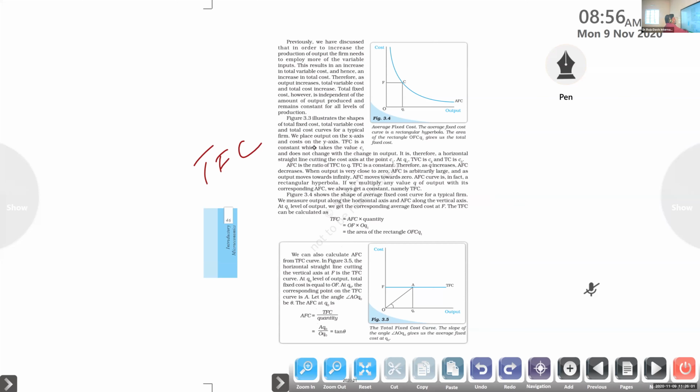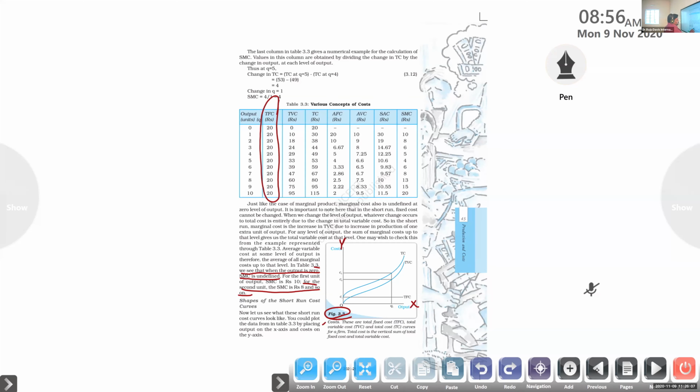TFC is a constant. There is no change in the TFC. So look here, TFC is constant. There is no change, so it's a straight line parallel to the x-axis. Here you can see that C1 line. It is moving parallel to the output line, or x-axis.